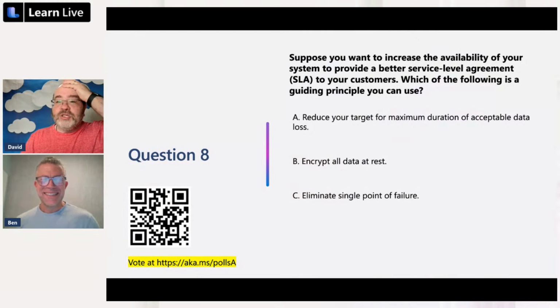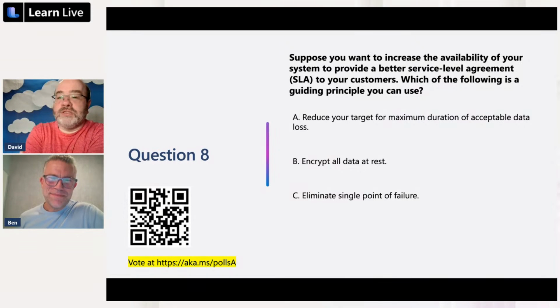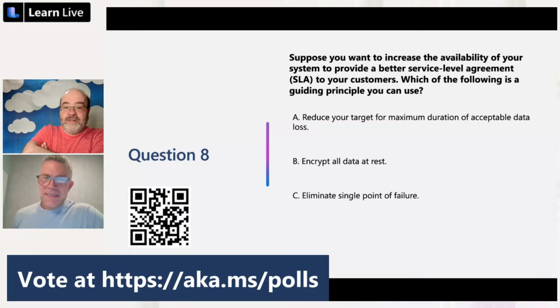Suppose you want to increase the availability of your system to provide a better service level agreement to your customers. Which of the following is a guiding principle you can use? A, reduce your target for maximum duration of acceptable data loss. B, encrypt all your data at rest. Or C, eliminate single points of failure. That one seems pretty obvious too. Yeah, well, there it is.